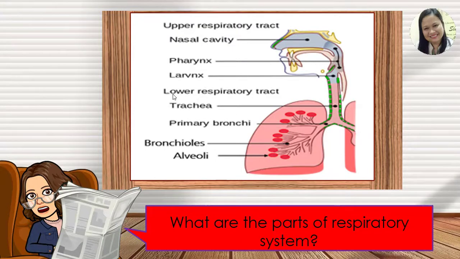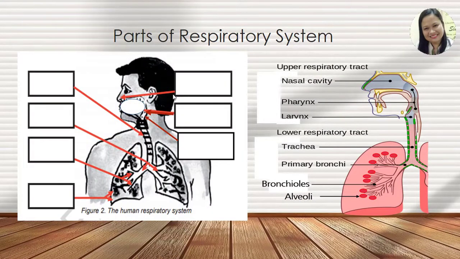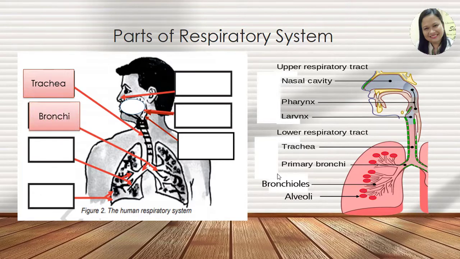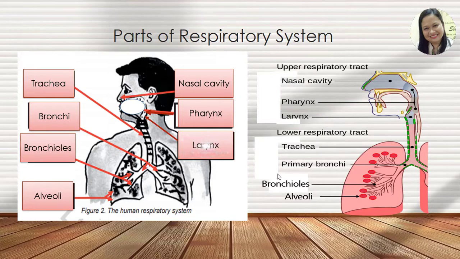What are the parts of the respiratory system? We have nasal cavity, pharynx, larynx, trachea, bronchi, bronchioles, and the alveoli. Can you identify the parts of the respiratory system on the picture on the left side? Yes, that is your trachea, bronchi, bronchioles, alveoli, nasal cavity, pharynx, and finally, larynx.